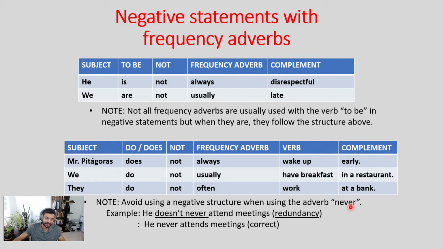Never use never in negatives, because that would be a redundancy. Example, he doesn't never attend meetings. This sounds weird. It sounds terrible. So please avoid using never when you use the auxiliary do plus not. The correct way to express this message is he never attends meetings. And as you can notice, there is no auxiliary and there is no negative word. The negative word not is not here because never is already a negative. So just to have in mind.